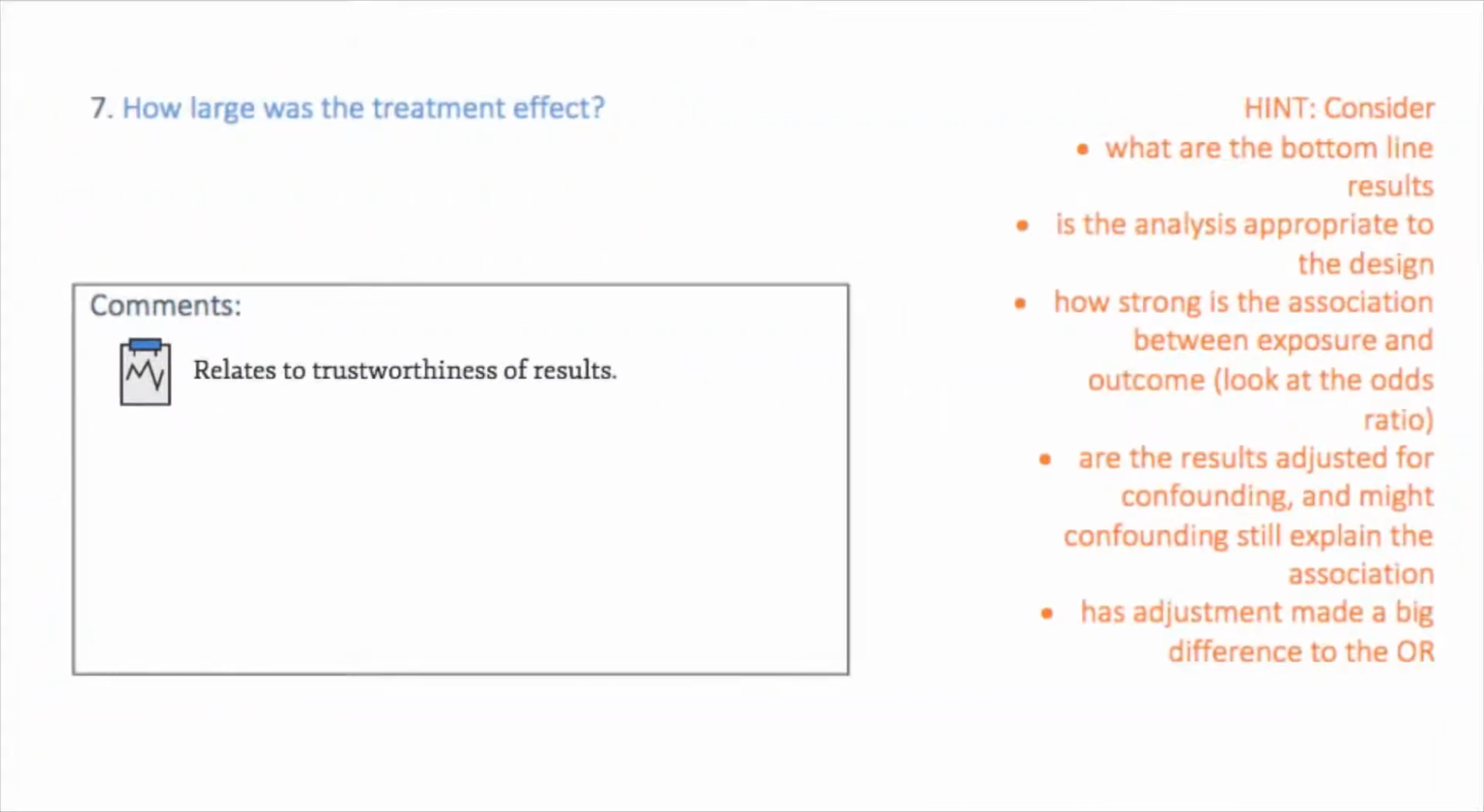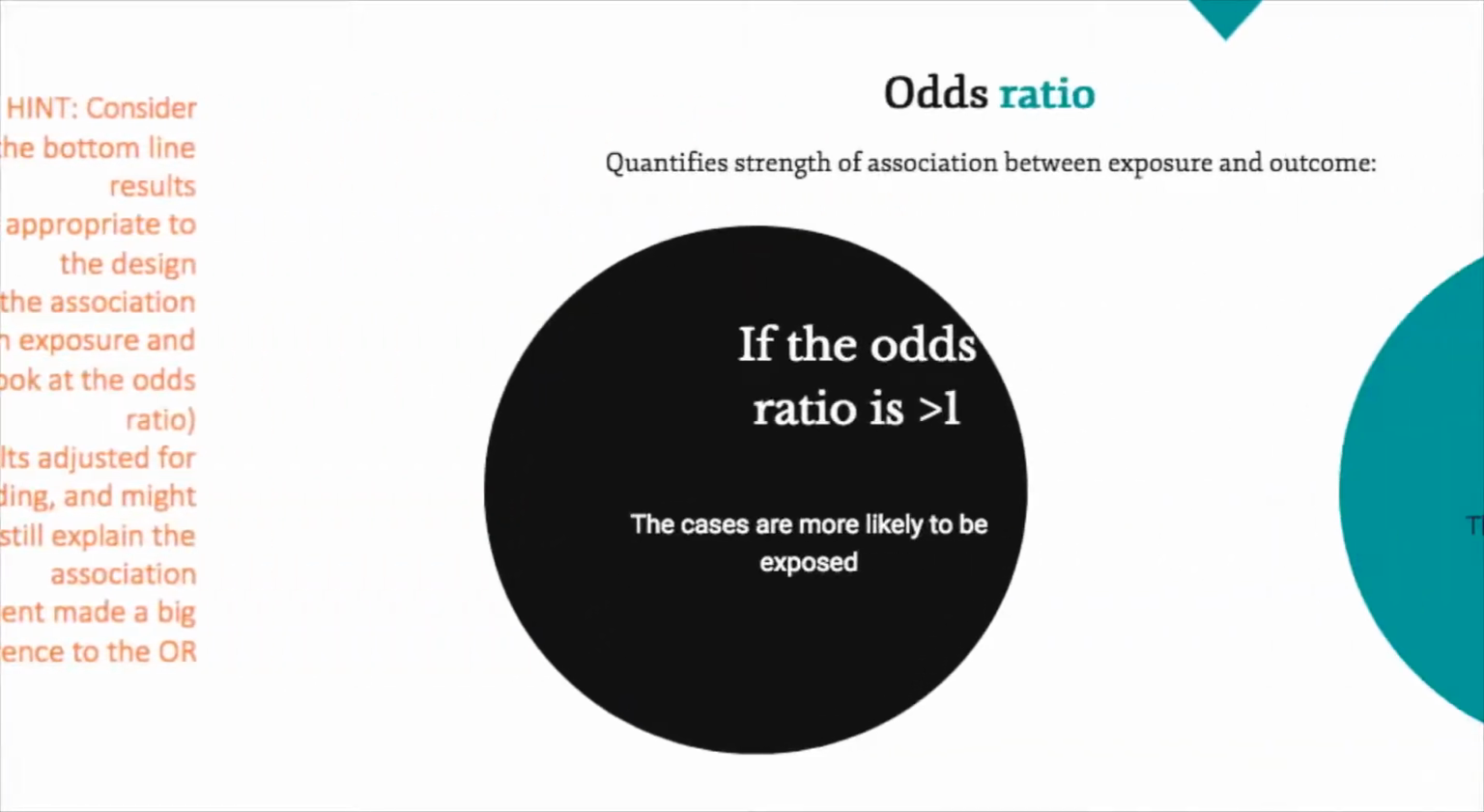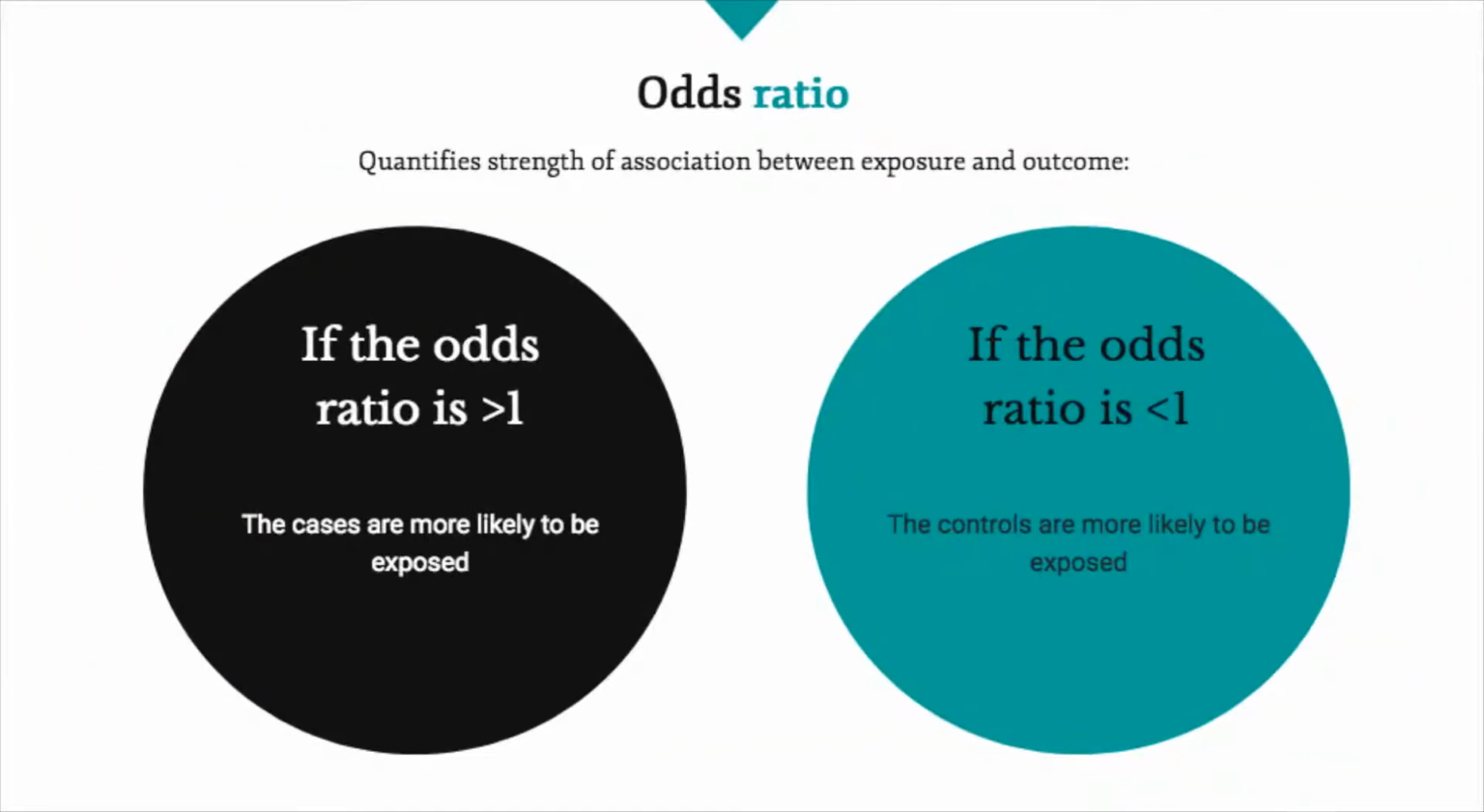What are the results? How precise was the estimate of effect, and do you believe the results? The odds ratio is used to quantify the strength of the association between exposure and outcome in a case control study. The odds ratio is the ratio of the odds of being exposed in the group with the outcome to the odds of being exposed in the group without the outcome.